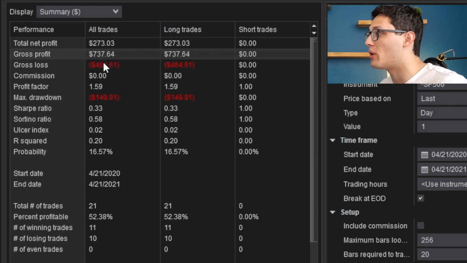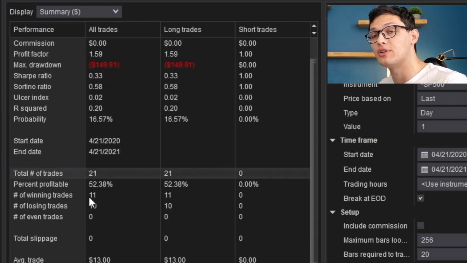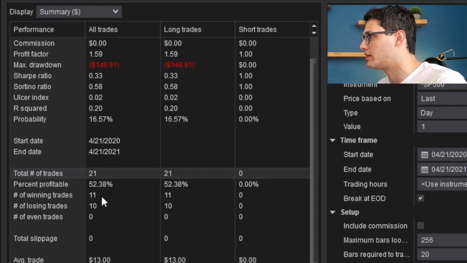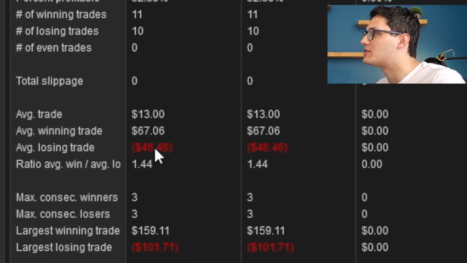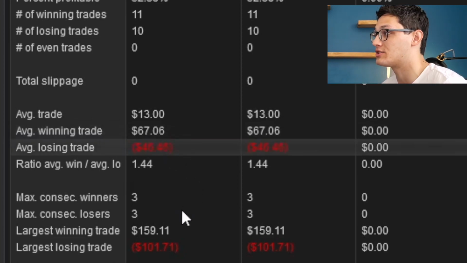Our gross profit was way higher, but we just made a ton of trades. In total, we made 21 trades. 11 of those were winning and 10 of them were losing trades. So in total, we came out profitable in this one, unlike with the MSRT. The main reason was that when we won, we won big, and when we lost, we lost a little bit less. On average, a winning trade was making $67, while a losing trade only lost $46.